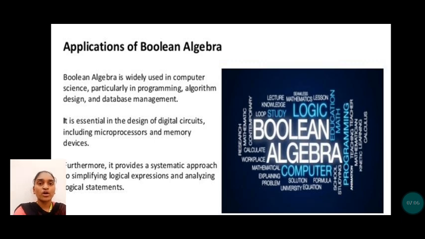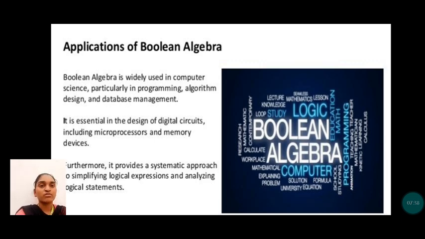Applications of Boolean algebra. Boolean algebra is widely used in computer science, particularly in programming, algorithm design, and database management. It is essential in the designing of digital circuits, including microprocessors and memory devices. Furthermore, it provides a systematic approach to simplifying logical expressions and analyzing logic statements.